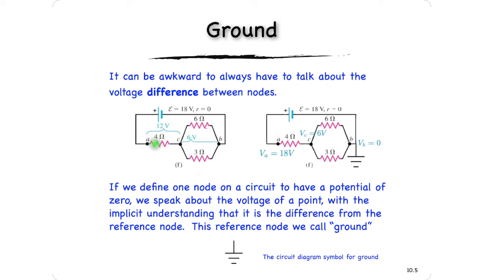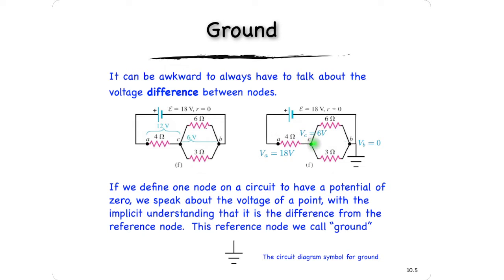Now we said over here that there must be a 12 volt difference between A and C, based on Ohm's law and the current that we found through this 4 ohm resistor. And so the voltage at C has to be 12 volts less than the voltage at A. It's less because current is flowing from A to C, and current flows from high voltage to low voltage. So it must be going down in voltage. So 12 volts lower means the voltage at point C would be 6 volts.